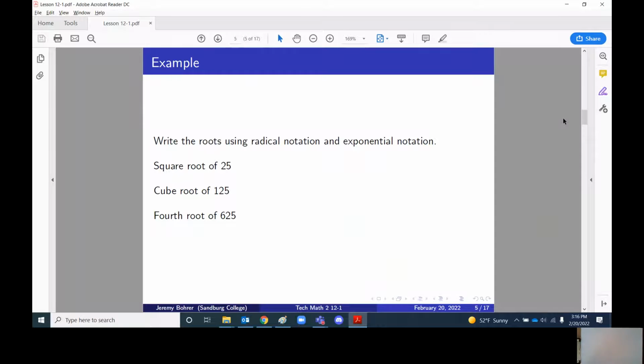In this video, we are going to look at the examples in section 12.1. We're starting here on page 5, where we're asked to write the roots using radical notation and exponential notation of the square root of 25, the cube root of 125, and the fourth root of 625. And I'll just note here that each of these is equivalent to 5.